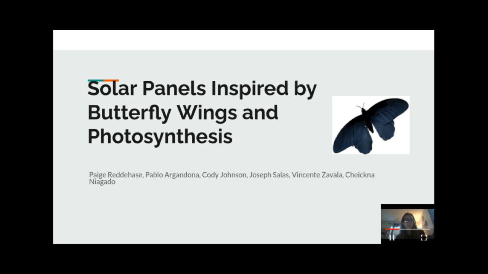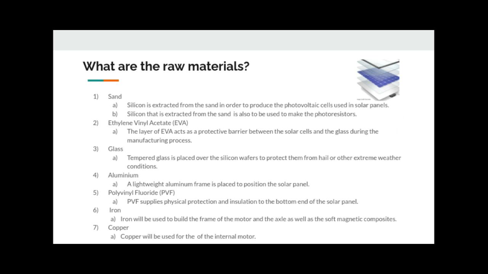The cradle, we decided to design solar panels inspired by butterfly wings and photosynthesis. The majority of solar panels today are made from silicon. Silicon can be extracted from sand all over the globe and is used to make the actual photovoltaic cells and the photoresistors. Then a layer of ethylene vinyl acetate is placed directly above the solar cells to act as a protective barrier when the tempered glass is pressed on.